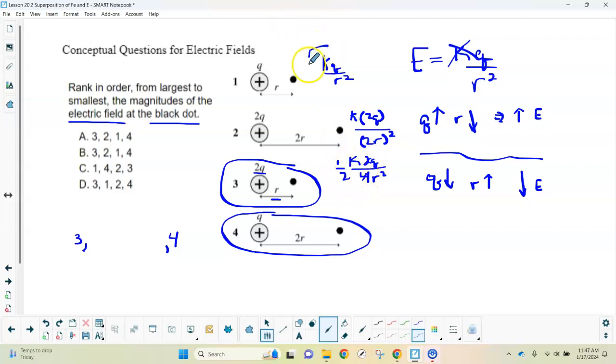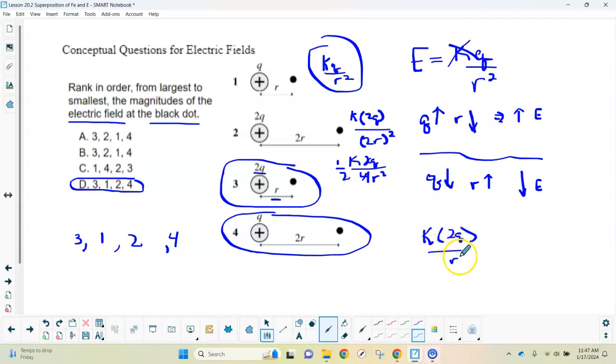So this one is actually bigger. 1 is bigger than 2. So this last one here is the correct order. If you wanted to prove that, say this one is the biggest, it would be K times 2Q over R squared. So that would just be 2KQ over R squared.